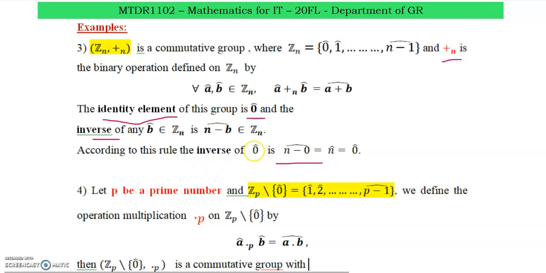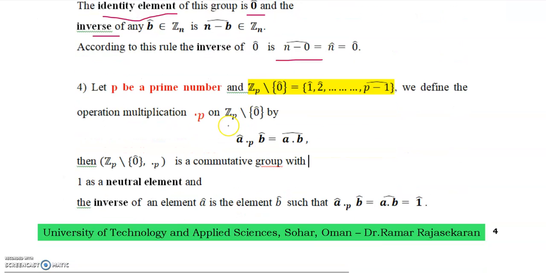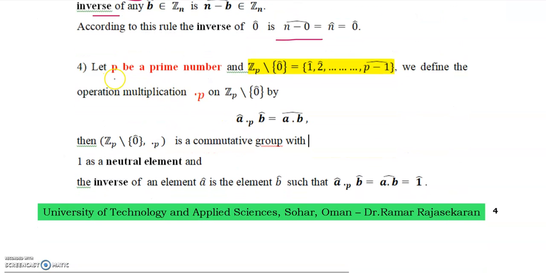By using this, the inverse of any element 0 is nothing but n minus 0. If you need to calculate the inverse of b, then apply n minus b. Okay. Now, you see example 2.